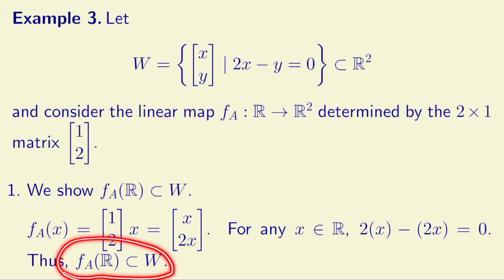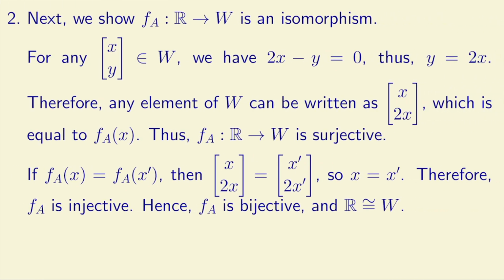Now we have to show it's an isomorphism, which means proving it's surjective and injective. Surjective first. It shows that any element in W can be written in the form of x, 2x. That's the exact form of our map's output. So for any vector in W, there's an input from R that produces it. It's surjective. And for injective, it assumes two different inputs give the same output.